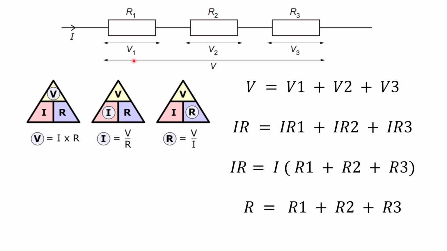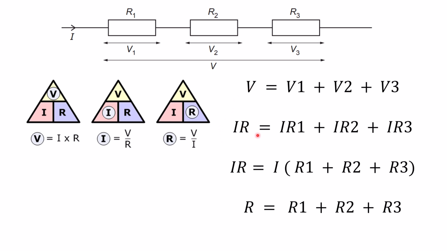This is a series circuit. All the resistors are connected end to end. So we can use the total potential difference, or total voltage, which is equal to the sum of the voltage drop on each resistor. So V is equal to V1 plus V2 plus V3. According to Ohm's law, V is I times R.